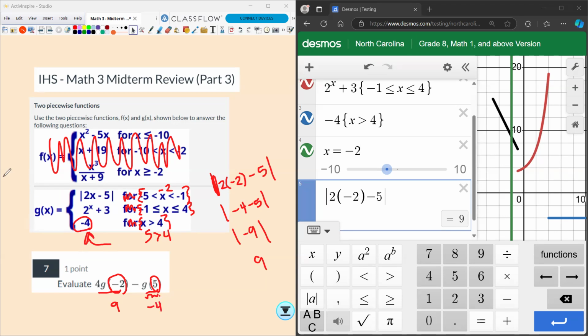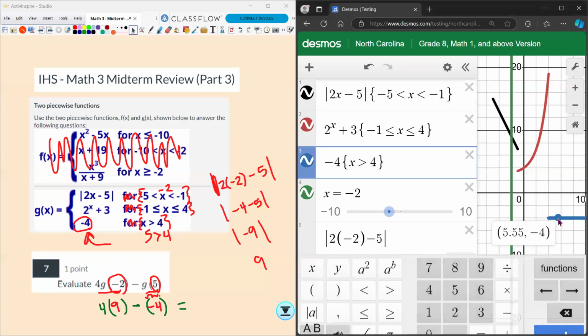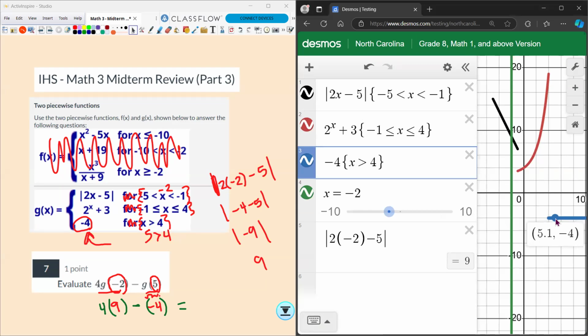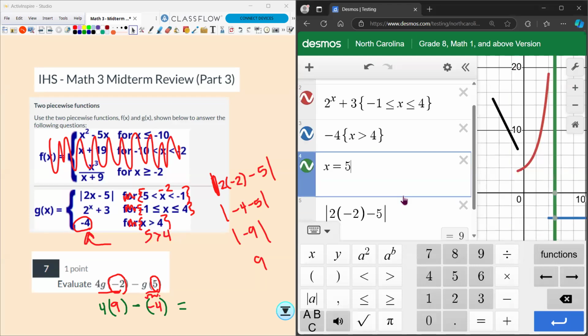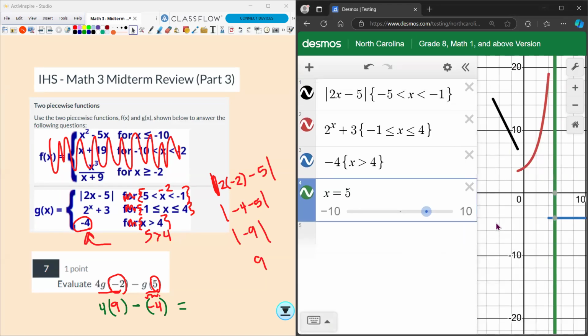Now let's do all the stuff around it. I have 4 times g of -2, so 4 times 9, minus -4. You'll use your calculator and do 4 times 9 minus -4. You can also get that -4 by going over here, and you can see where 5 on the graph gives you -4 right there, or you can do x equals 5, and you can see it cross at -4. So we're going to operate with that, get a number, be careful with your signs, use your calculator if you need to. So 4 times 9 minus a -4 gives you some value, and that'll be this answer.